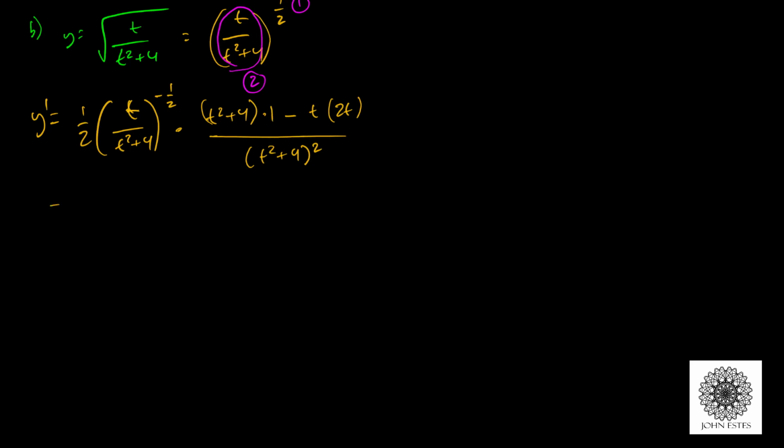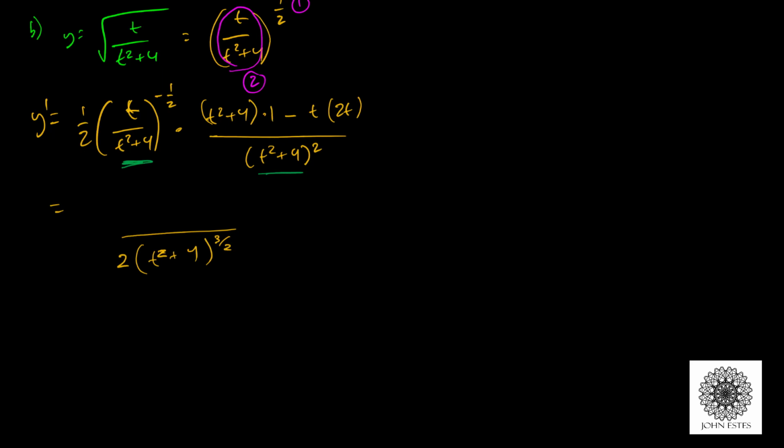Now, to simplify this, I can realize that I have a t squared plus 4 to the negative 1/2 times a t squared plus 4 to the second power. So I can add those exponents. My denominator is going to be a t squared plus 4 to the 2 minus 1/2 power, which is the 3/2 power. I also have that 1/2, so I can just say a 2 in the denominator there.